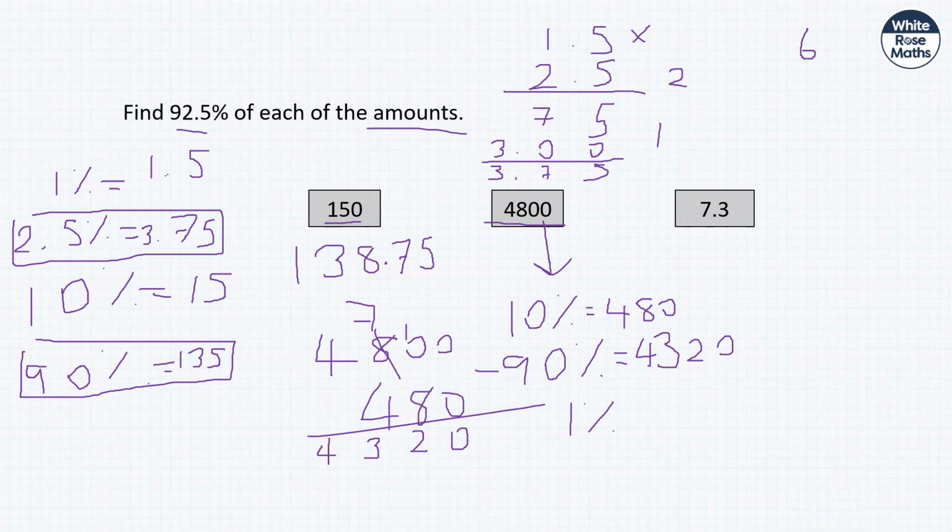1% will equal 48. 0.5% will equal a half of that. It's going to be 24.